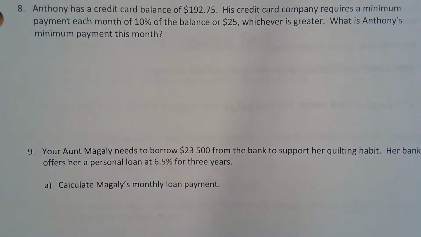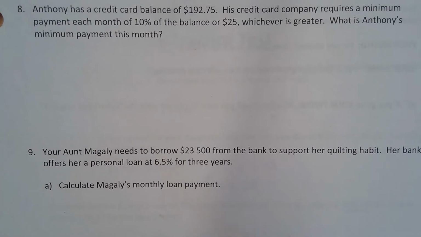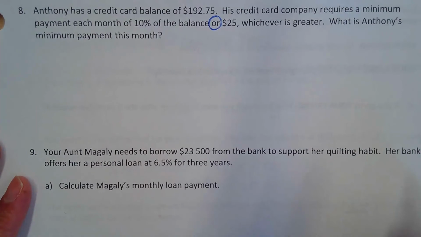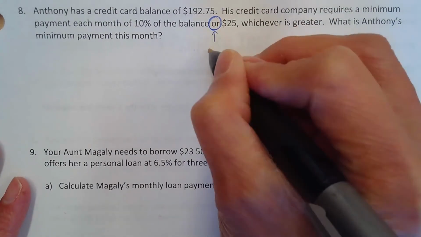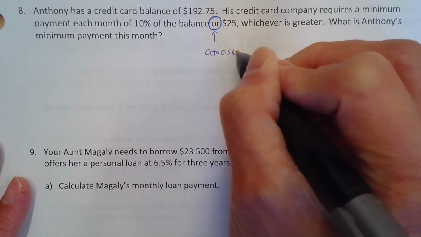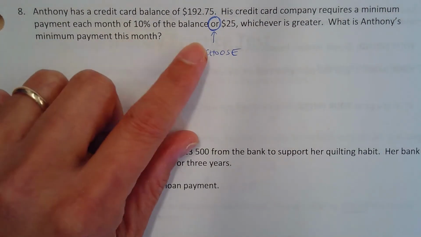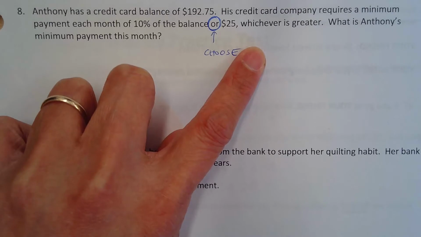Okay, question number 8. Oh, we're almost done. Anthony has a credit card balance, okay, of $192.75. His credit card company requires a minimum payment of 10% or $25, whichever is greater. So here we have to actually make a choice. Because of the word or, we have to choose. You have to choose, is it going to be 10% of the balance or $25, whichever is greater.